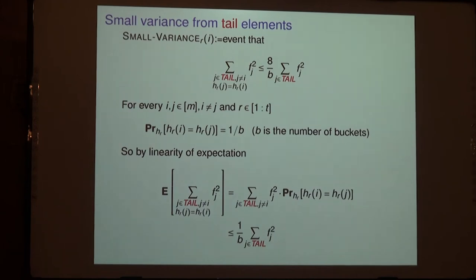So by linearity of expectation, we sum over all j in the tail the frequency of j squared times the probability that j collides with i, which is exactly the L2 squared norm of the tail, divided by b. So in expectation, this is what we get.